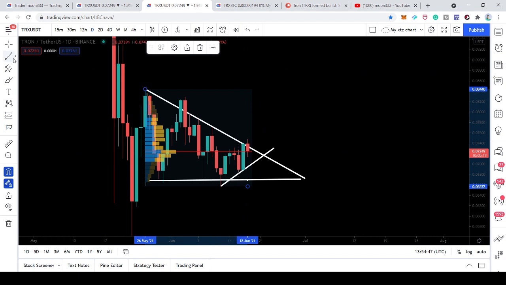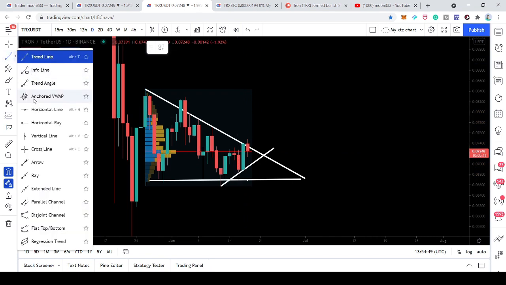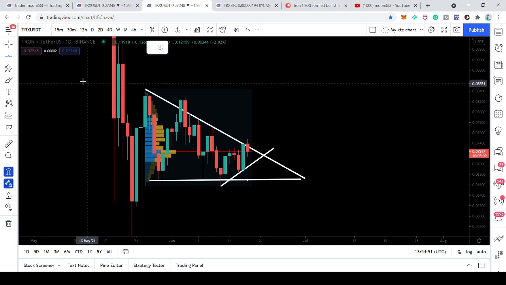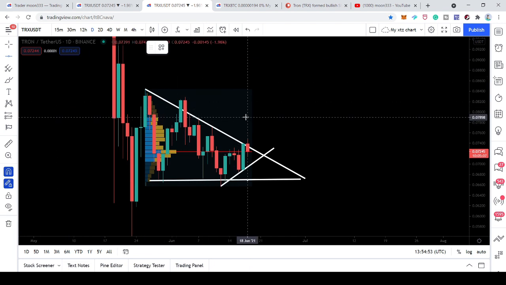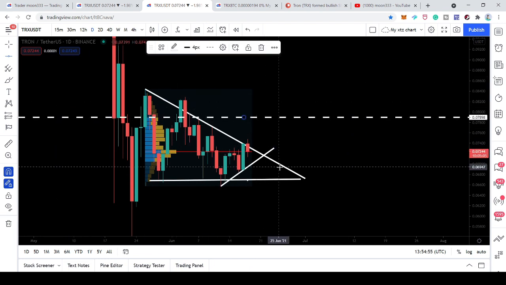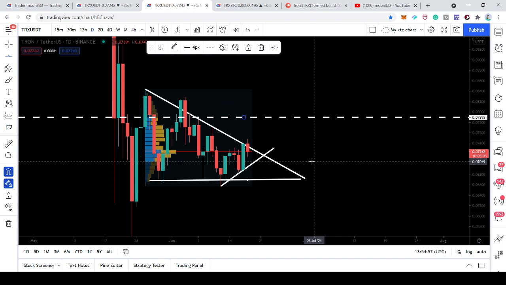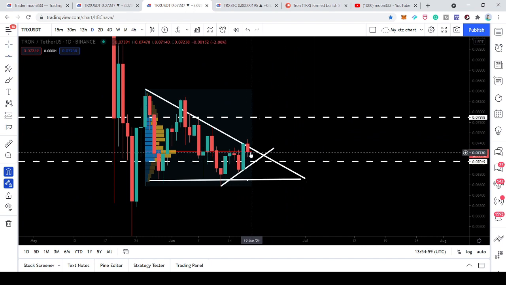For example, if I place this trend line here, it will be clearer for us to understand. To the upside, we have the traders' interest up to here, and to the downside we have the traders' interest up to this level. And this is the point of control of the volume profile. You can see that it has reached very close to this resistance of the descending triangle.